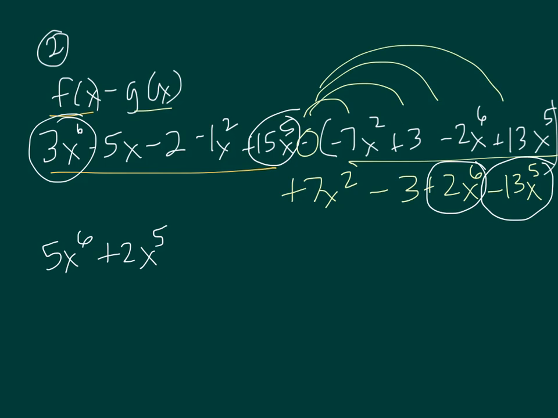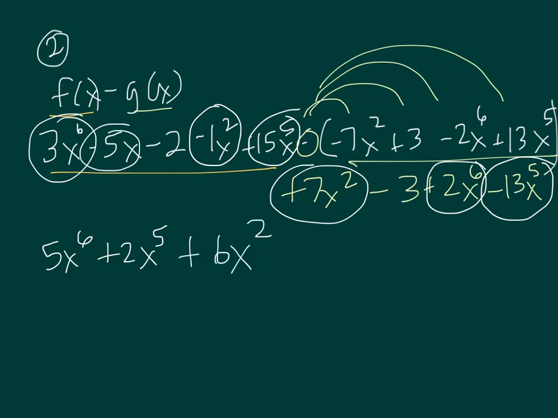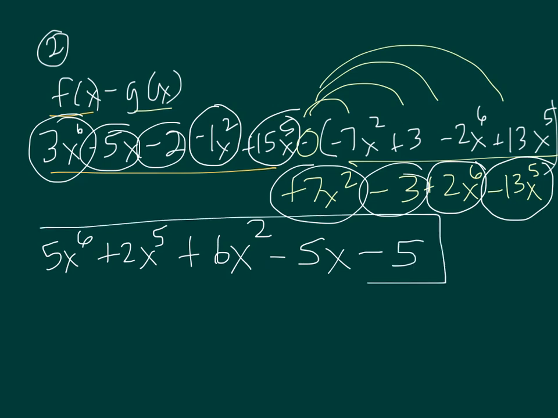And then next I'm going to go to x squared. So same thing as before, we don't have any x to the 4th or x to the 3rd. So I'm going to go to x squared. So negative 1x squared and positive 7x squared gives me a positive 6x squared. My negative 5x, again, doesn't have any other like terms, so I'm just going to bring it down. And then I've got negative 2 and negative 3, which adds to negative 5. So that's the answer for number 2.